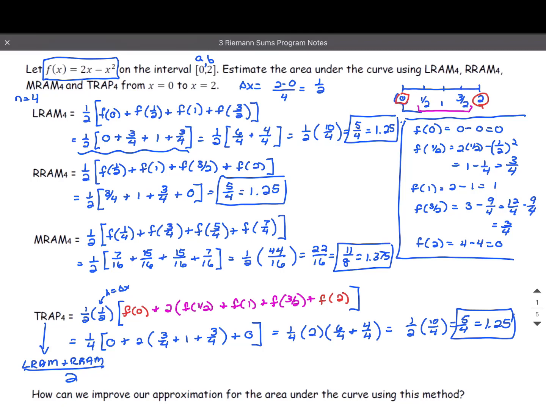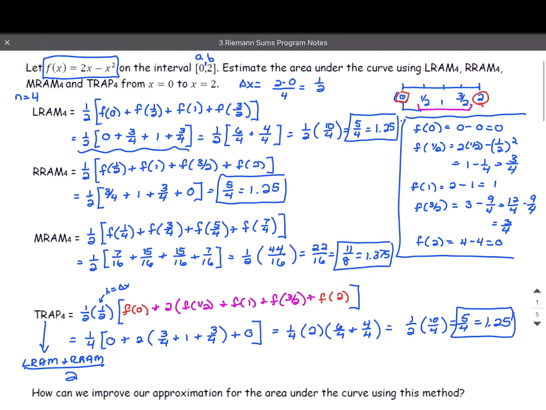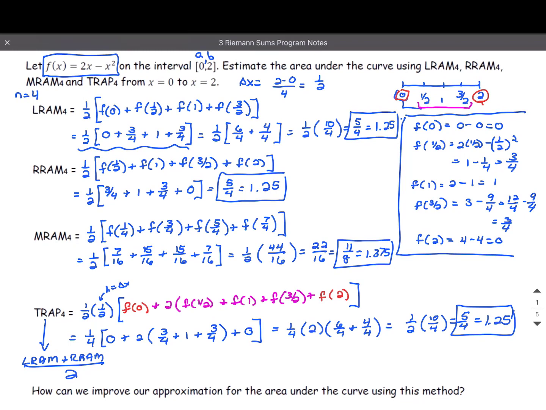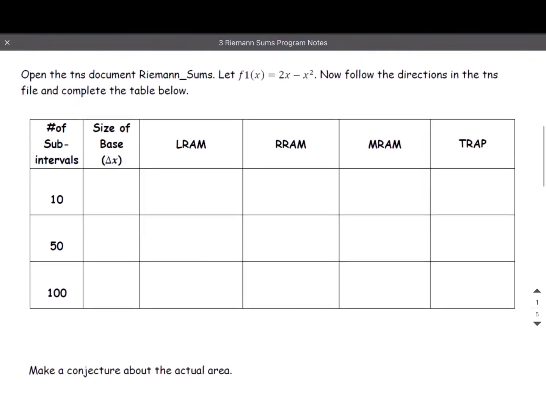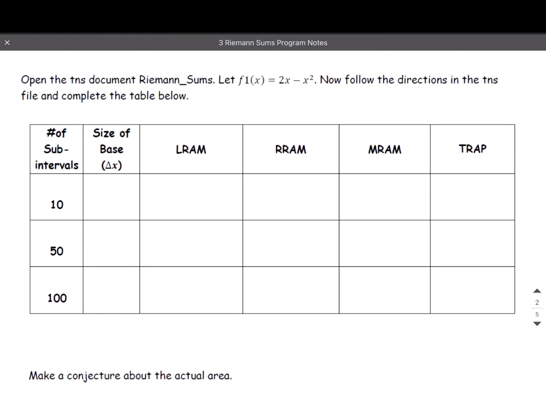Now the question is, how can we improve our approximation for the area under the curve? By using these same 4 methods. And we've discussed this before about using more rectangles or even more trapezoids. The problem is it becomes very cumbersome to do those calculations. So what we're going to do is go to our calculators and open that TNS document that I sent to you, the Riemann sums document. I'm going to teach you how to use it, and we're going to find the LRAM, the RRAM, the MRAM, and the trapezoid values when n is 10, 50, and 100 subintervals. Imagine having to do that by hand.